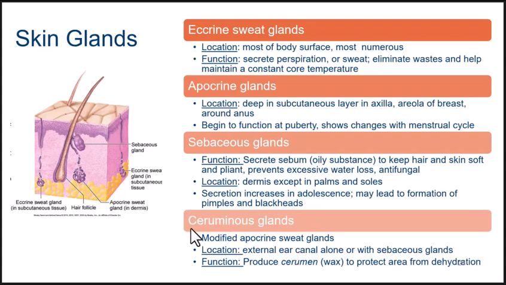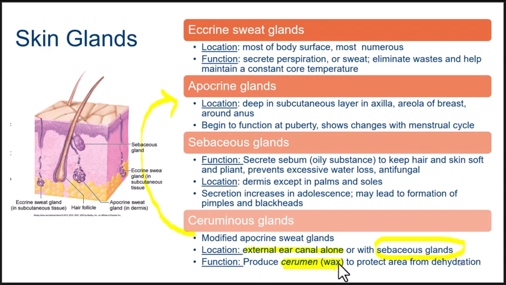Ceruminous glands are really a modified apocrine gland. Where they're located, though, is in the external ear canal. They can be present on their own or alongside sebaceous glands in that area, and they have a very specific function. What they do is they produce cerumen, which is wax. And the wax that we have in our ears is there to protect us from a number of different things. We know wax can help prevent against dehydration, but it also is going to protect us from other things that could get into our ear and damage it because they get trapped in the wax.